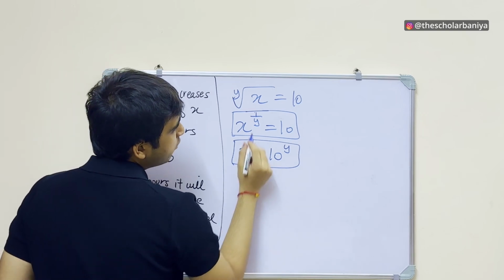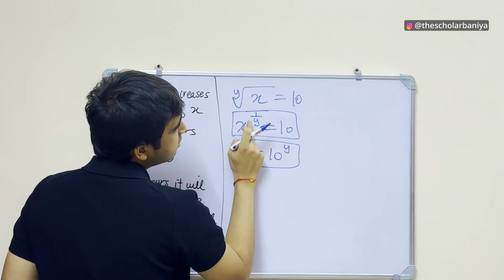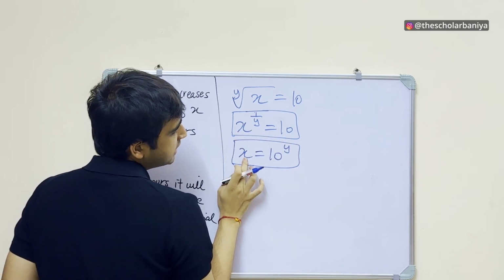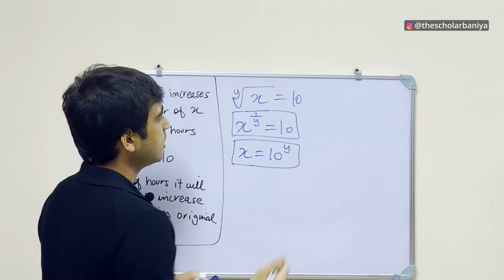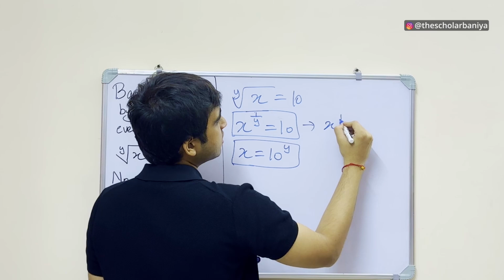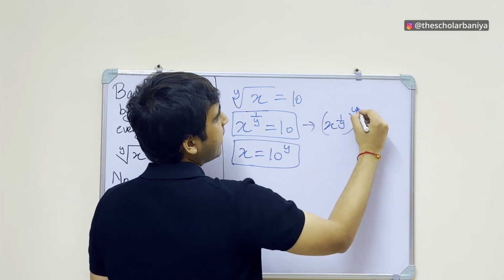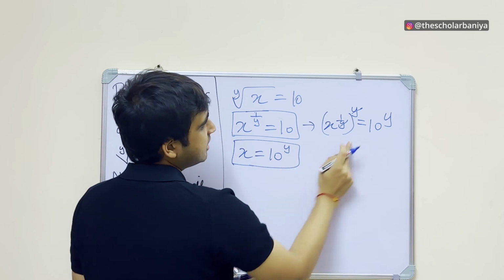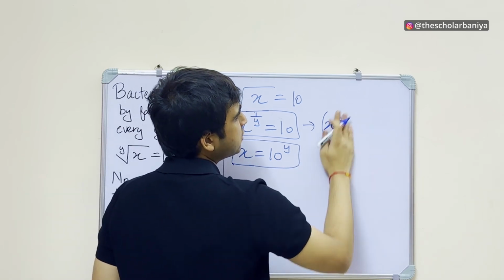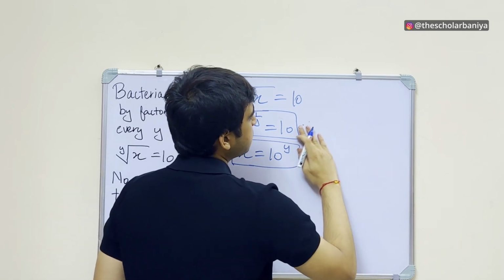because if you do a power of y, y and y will cancel. This will become x to the power 1, which is x, and this will become 10 to the power y, right? Because this basically means x to the power 1 upon y, to the power y, is equal to 10 to the power y. So y and y will cancel, so x is equal to 10 to the power y. I hope all of this should be very simple and basic, right? Okay.